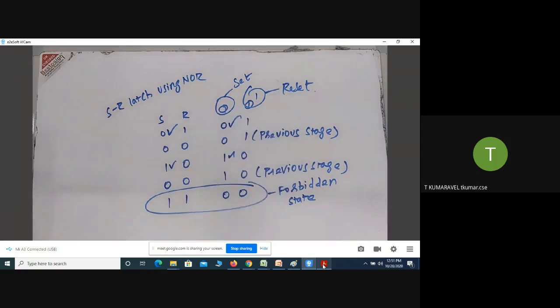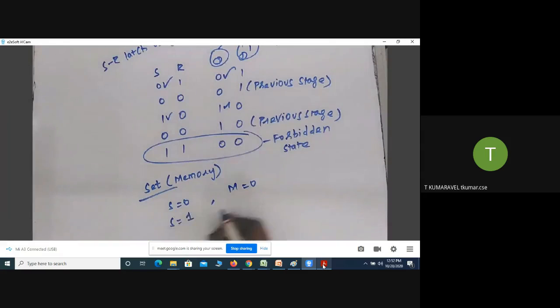So what is the meaning of set? This is a memory element. The set is acting as a memory element. So if the S value equals 0, the memory contains 0. If the S value equals 1, the memory contains 1. So it will store one bit of information. That is the final observation of the SR latch.